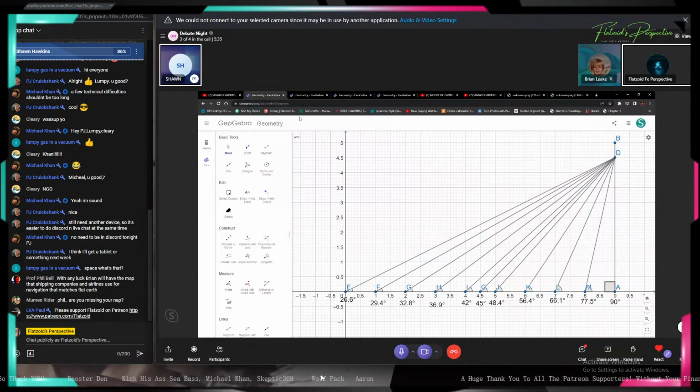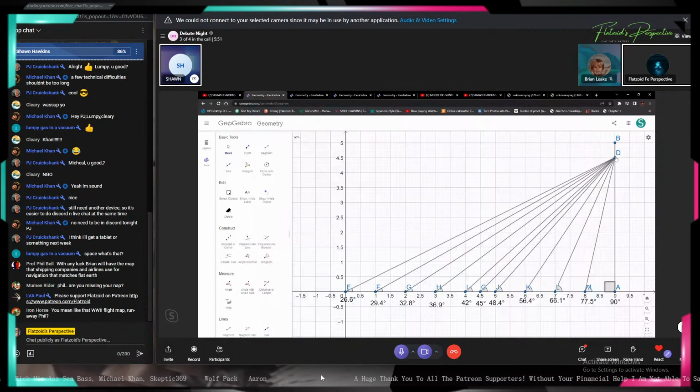All right. What I have here is GeoGebra. This is my angle to Polaris presentation. As you can see, it's 90 degrees above the North Pole. 90 would be North Pole. And here we have the equator, marked as E. And when you move, for every degree you move, it's 60 nautical miles.